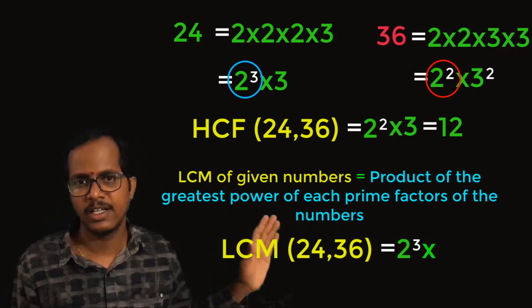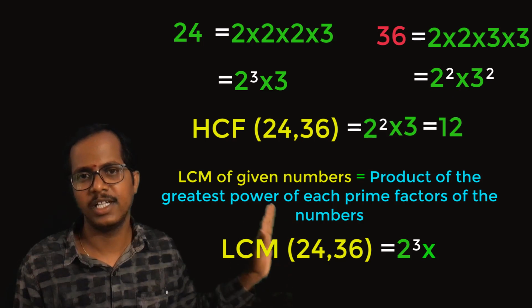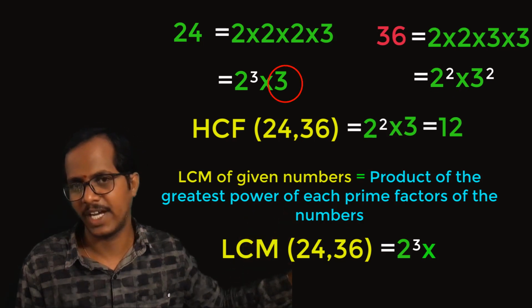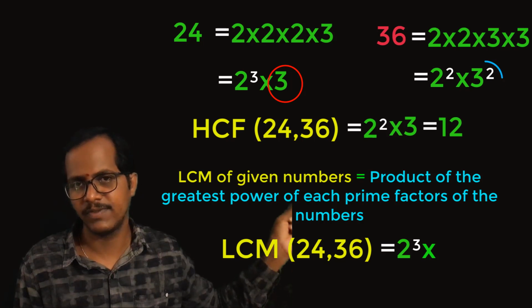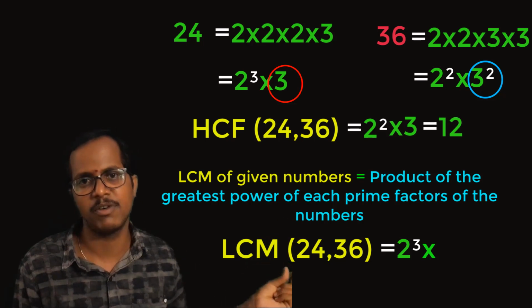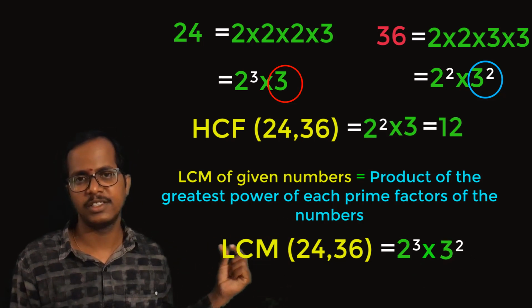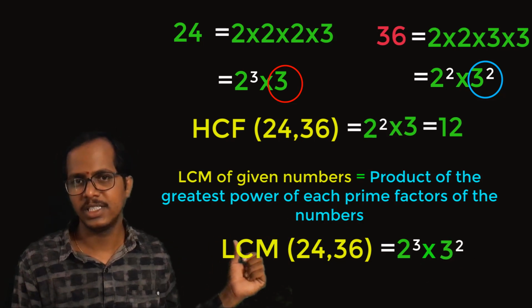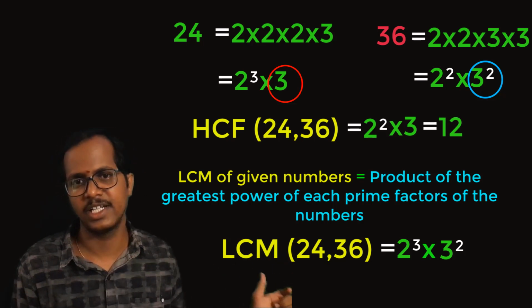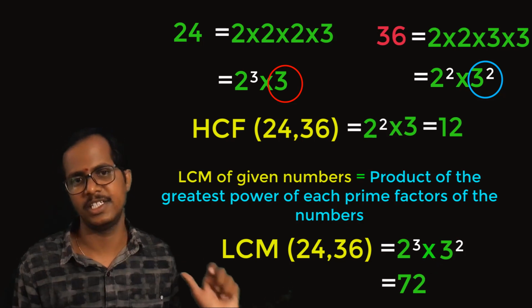And then coming to 3, in the first factorization we have 3 power 1. In the second factorization we have 3 power 2. Since we need to consider the greatest power to find the LCM, we need to take 3 power 2. So by taking 3 power 2, we get 2 power 3 into 3 power 2. By multiplying these, we get 72 as the LCM.